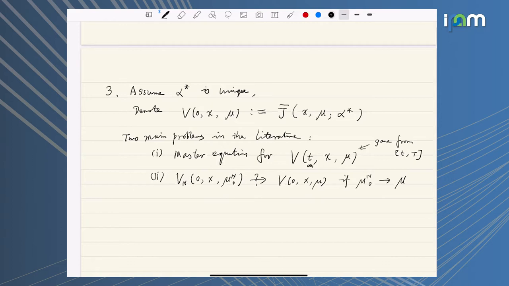One thing I want to mention is that here we are talking about the convergence of the value, not the convergence of the equilibrium, the mean field equilibrium. The convergence of alpha n star to alpha star also has a large literature. So here I'm mainly focusing on the value. We saw two talks this morning about the master equation. I just want to mention my collaborator Chenchen Mou will also talk about the master equation on Friday, I think.